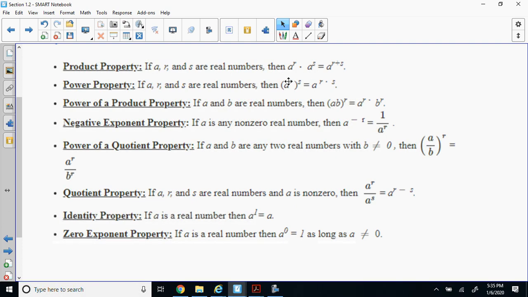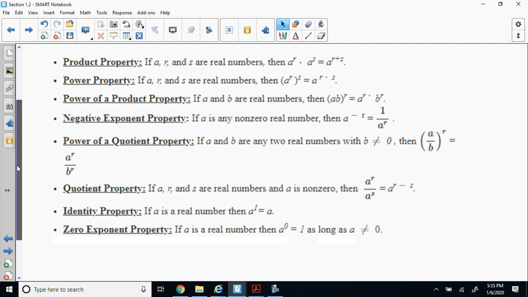Power: anything raised to a power, raised to another power, you multiply those, right? Power of a product is (AB) raised to the R is really A to the R times B to the R, right? Negative exponent, negative power rule: anything raised to a negative power changes places, the numerator goes to the denominator, the denominator goes to the numerator. The power of a quotient property, (A over B) to the R, is really A to the R over B to the R. That power is put on both of them.